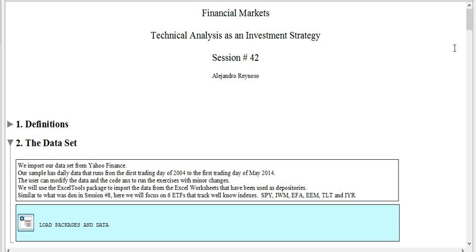So again, I'm not going to try to force any point of view on your end. I'm just going to show how to use the following calculators, and then you can convince yourself whether using technical analysis is good or isn't good for making, in this particular case, long-term investment decisions.